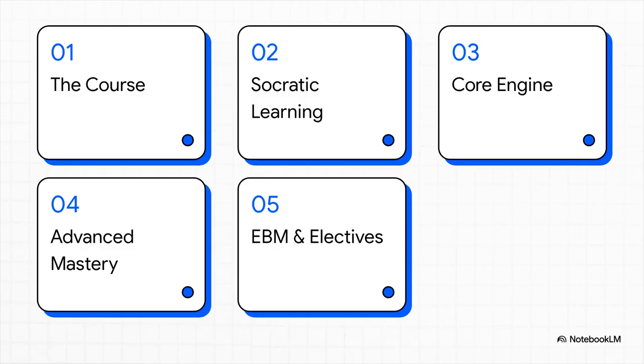So, here's our engine to mastery roadmap for today. We'll be moving quickly through 5 main sections. Section 1 is the Clinical Cognition course. Section 2 covers the Socratic learning approach. Section 3 is building the core engine. Section 4 tackles the advanced mastery track. And we'll wrap up with Section 5 on EBM and final electives.